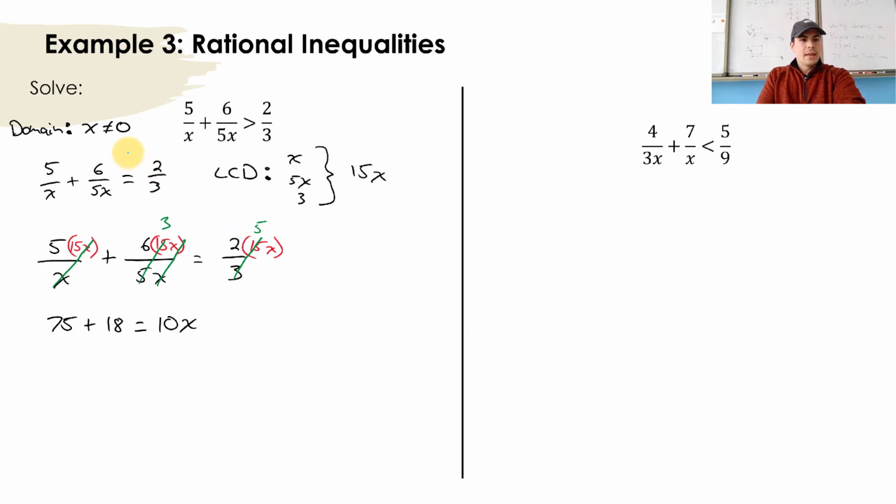Okay, and then notice that we are working with the related equation. So I dropped the inequality sign and I brought in this equal sign. So now I am solving the related equation to this inequality. Okay? So when we do that, we're going to come up with a solution. So I'll have 93 is equal to 10x, divide by 10 on each side, and I get x is equal to 9.3.